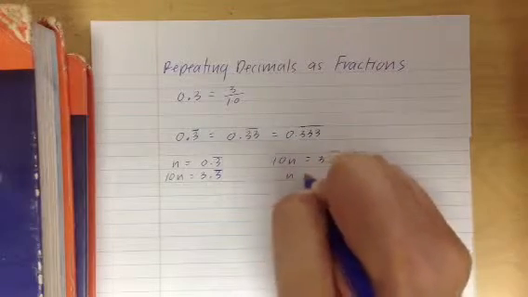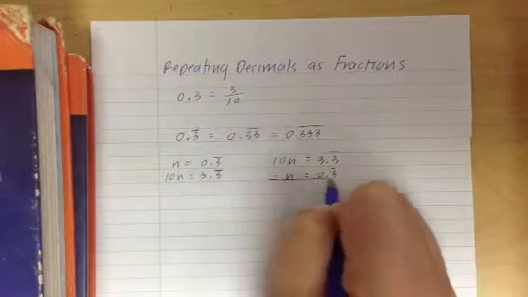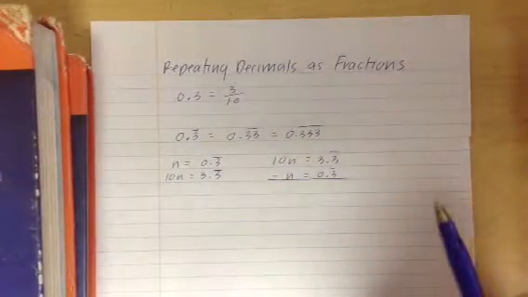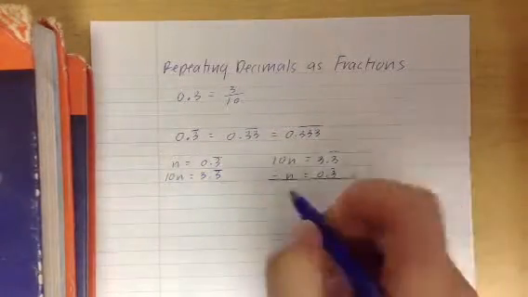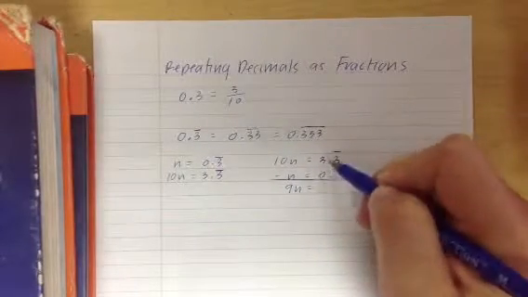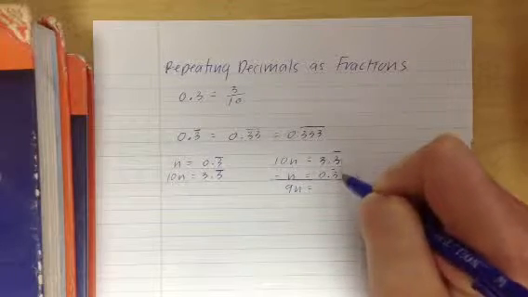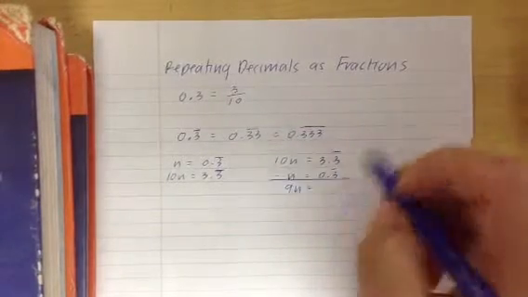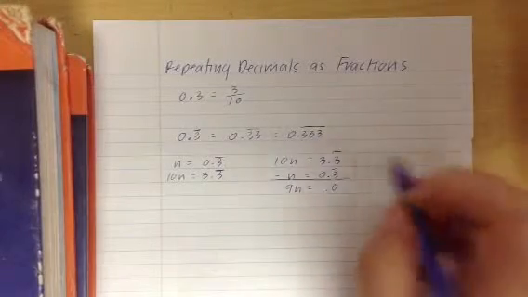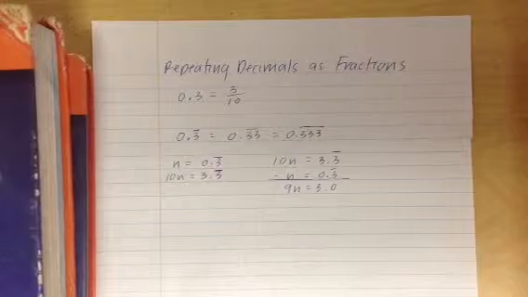And I'm going to set them up nicely so they line up. Once I do that, I just subtract the like terms. So 10n minus 1n is going to give us 9n. And then 3.3 repeating and 0.3 repeating, these two subtract each other. They're the same number. So we end up having a 0 on that side, which is nice. And we just bring down the 3. So we have 9n is equal to 3.